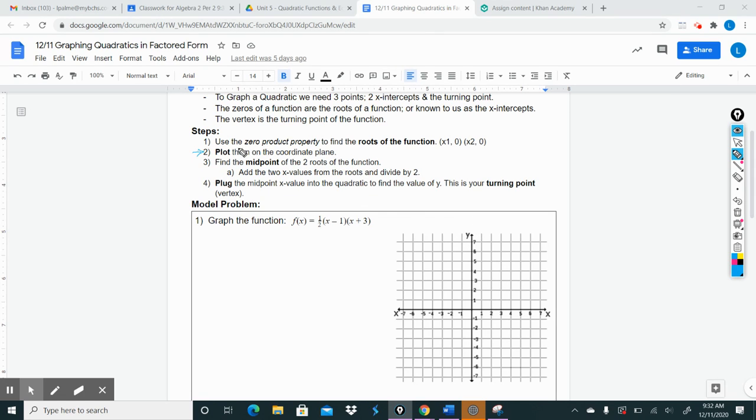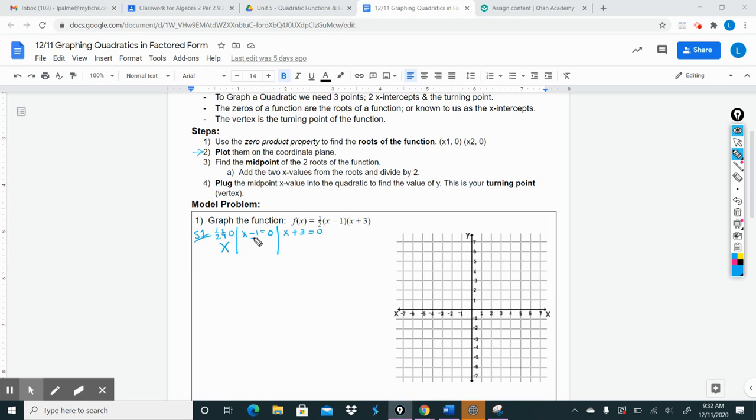Okay, so use the zero product property to find the roots of the function. So again, we're going to do this first step. So step one is we're going to separate our three factors here. So 1/2, we're going to set that equal to 0. Our x minus 1, we're going to set it equal to 0. And x plus 3, set that equal to 0. And solving, we know here that we're going to disregard this because 1/2 does not equal 0.